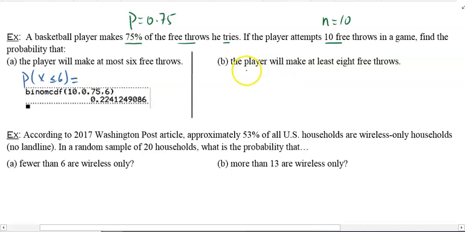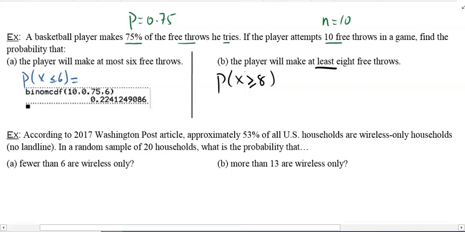How about here? The player will make at least... now you have to work this out. When you say at least, put it in your head, at least 8. Is 8 included? That's the question. We know there's an x and an 8. Is it included? Well, at least 8 means 8 or 9 or 10, bigger than or equal.